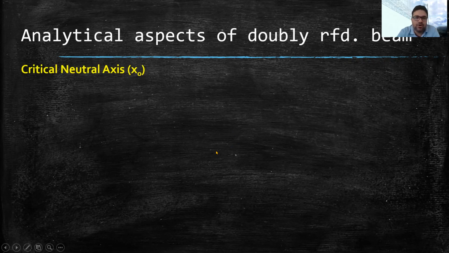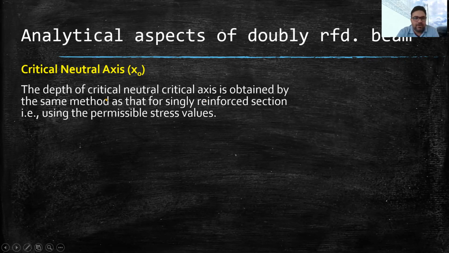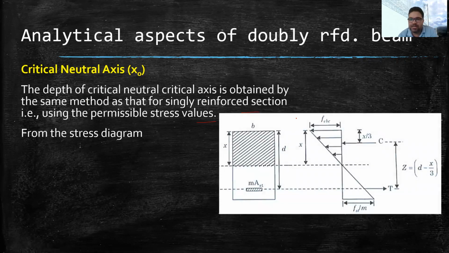First we will see how we find out the critical depth of neutral axis, which we represent as x naught. The depth of critical neutral axis is obtained with the same method as that for singly reinforced section. So the same formula we will use here to give the expression of critical neutral axis. You must be familiar with this diagram, as I have already used it in the case of singly reinforced beam. So the same diagram we can use to find the value of x naught.